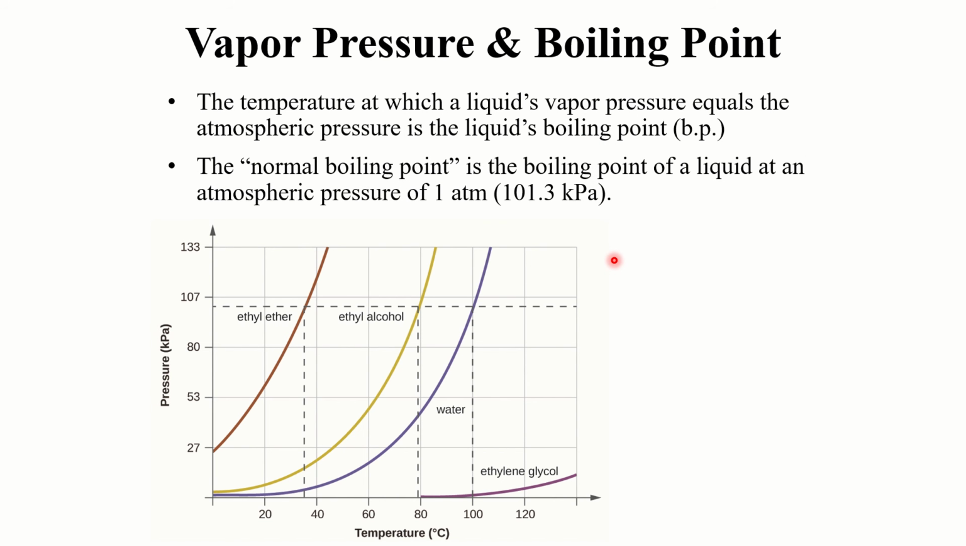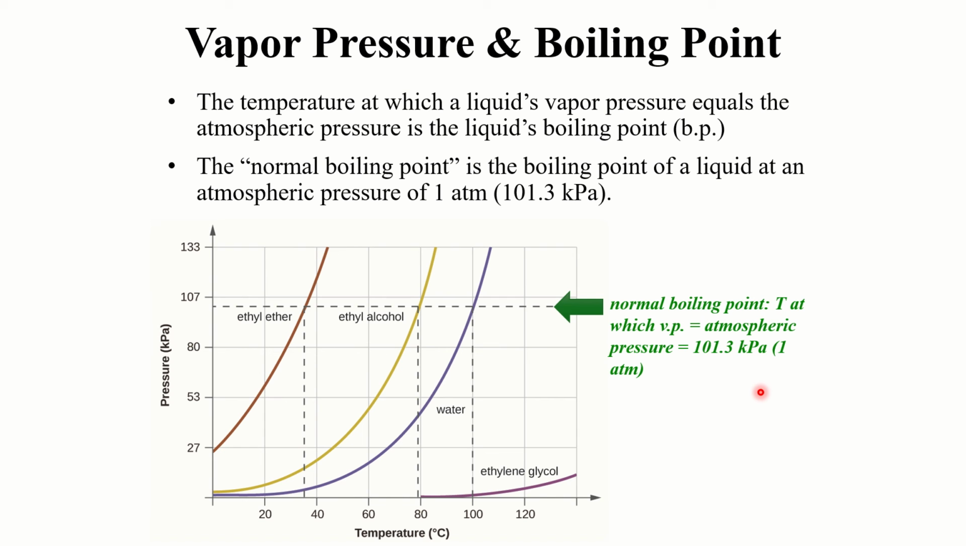Now, the normal boiling point, you should remember this term from Chem 1. The normal boiling point is the boiling point of a liquid at an atmospheric pressure of 1 atmosphere, which is 101.3 kilopascals. So that's that horizontal line on the graph right here. This is the normal boiling point line.